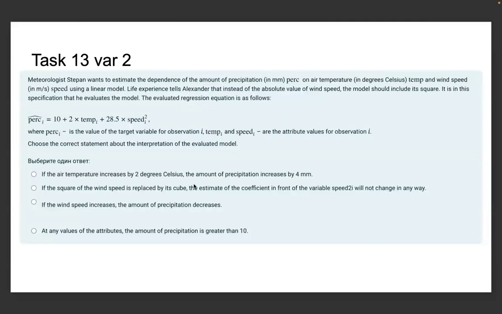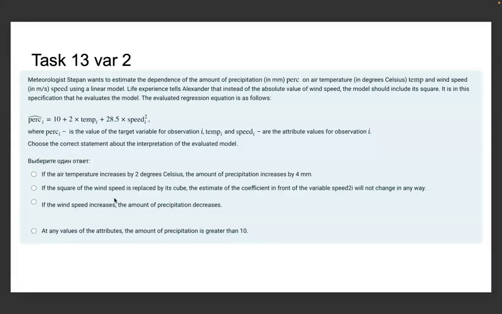So first variant: temperature increasing by 2 degrees, and the amount of precipitation increased by 4 millimeters. So the temperature will move to temperature plus 2, and as we can see, we have to multiply the temperature, so the PERC will increase by 4 millimeters. It is the right answer, but let's check the others.